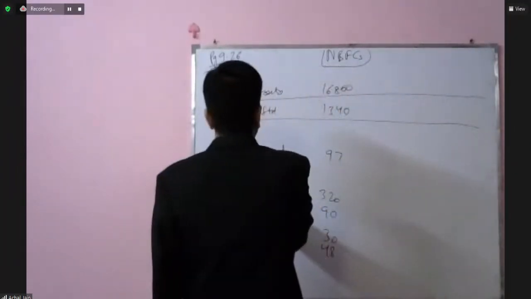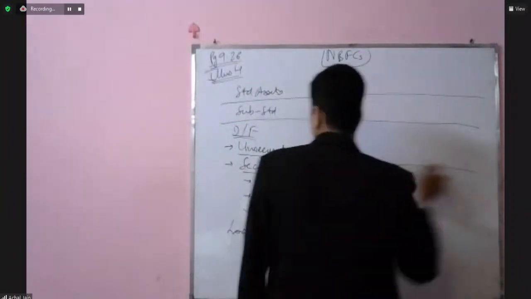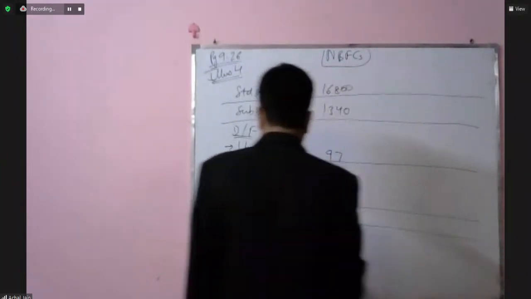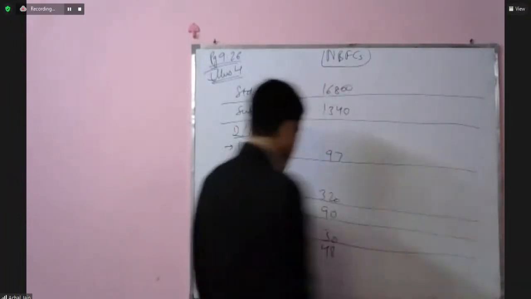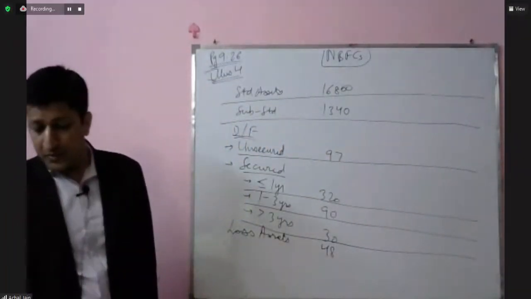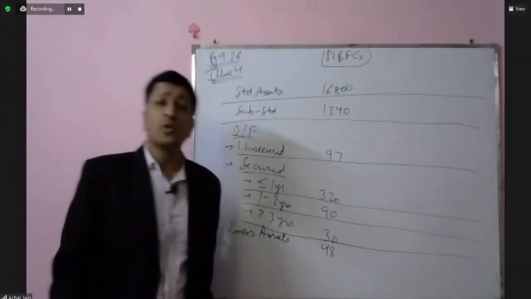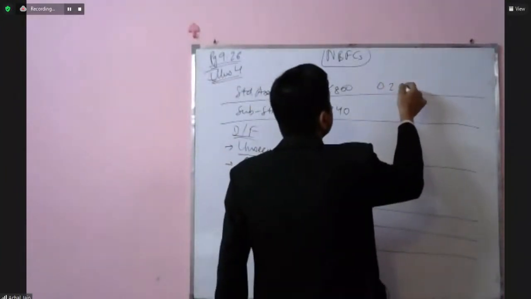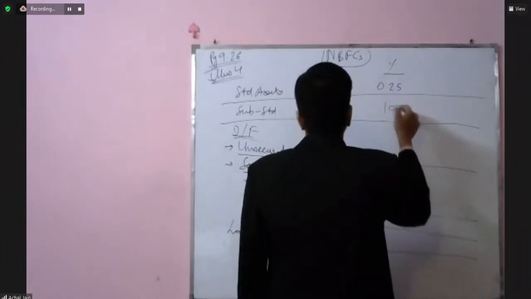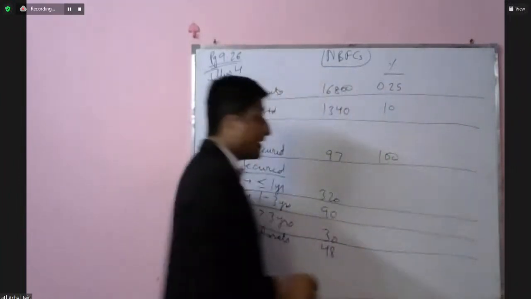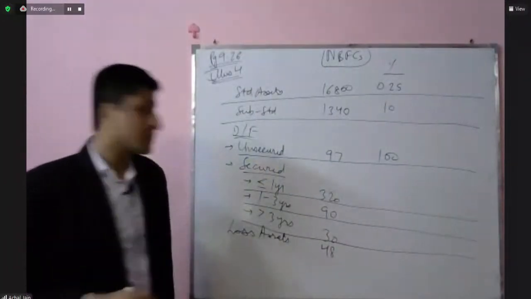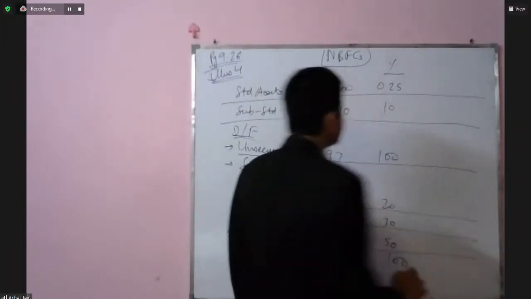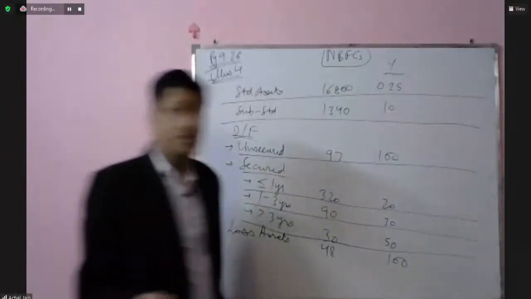We need to put down the percentage now. So let's put the percentage. This is non-systemically important non-deposit taking. So that's why over here it is 0.25%. This will be 2, this will be 100, and this will vary on the basis of the age: 20, 30, 50, and 100. So we can compute the amount of provision. Simple.